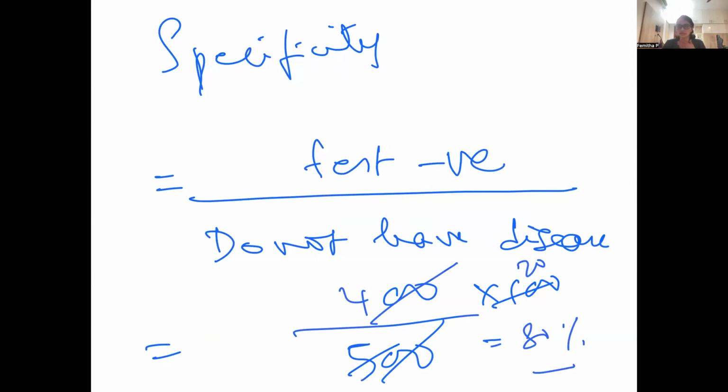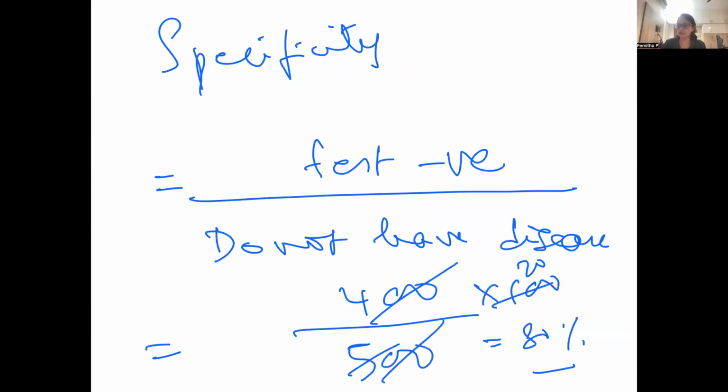So what does it mean in real life for you? In real life, I'll put in two terminologies which are used, called SnOut and SpIn, and come back to it 2 minutes later. So what is the meaning of sensitivity?